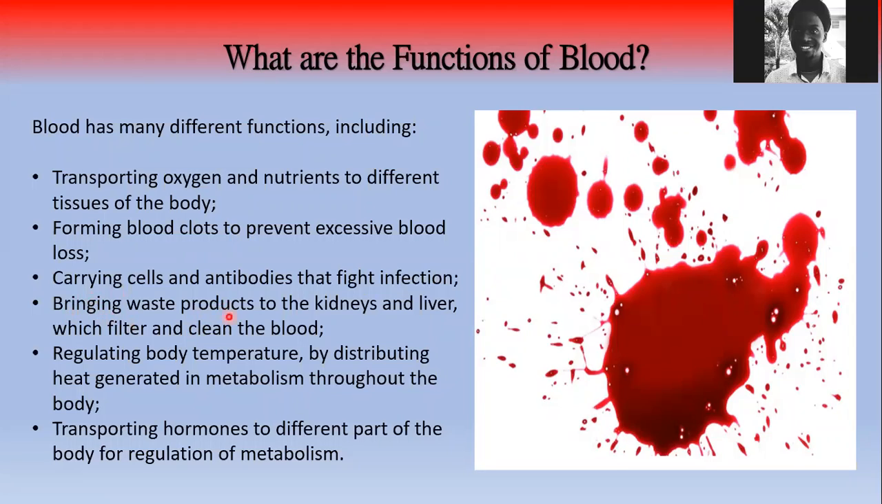You need blood to get rid of waste products. To bring waste products to the kidneys and liver, where they can be filtered from the blood so your blood can remain clean. Blood is also needed to regulate body temperature by distributing the heat generated in metabolism throughout the entire body. And finally, on the list, we have hormones. Hormones in blood are transported to different parts of the body where they would regulate different aspects of metabolism. Okay, so these are the functions of blood. Make sure you learn them.